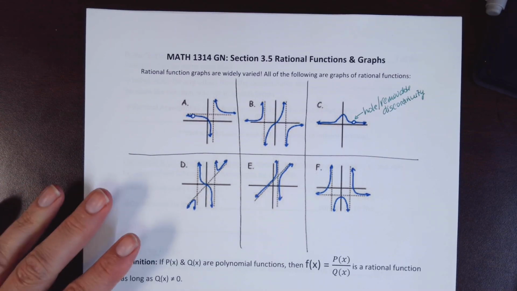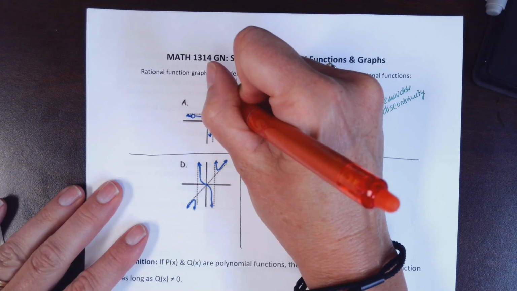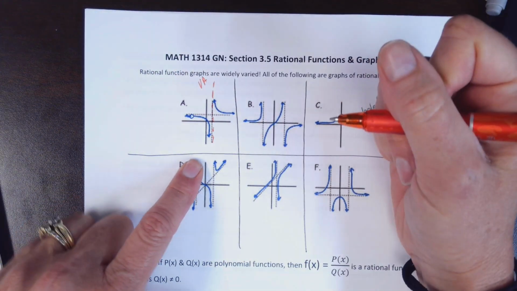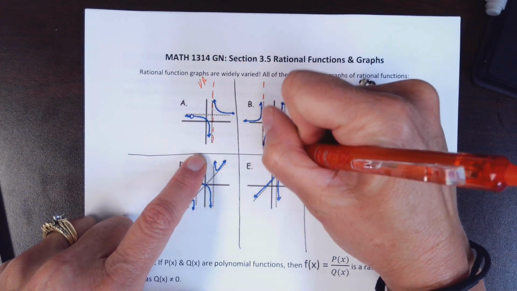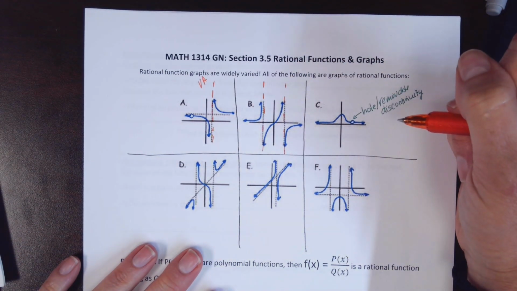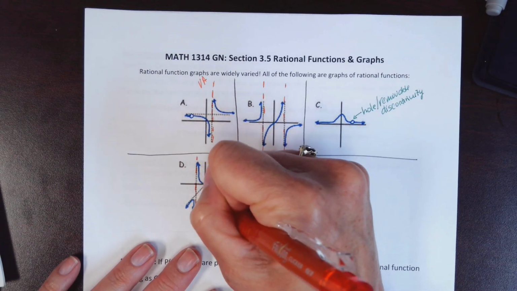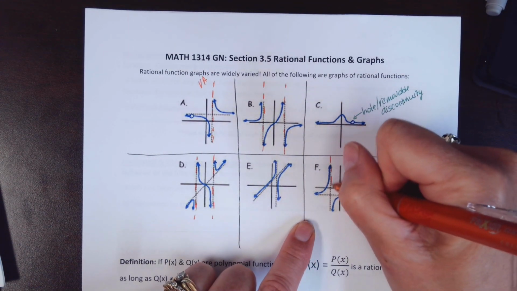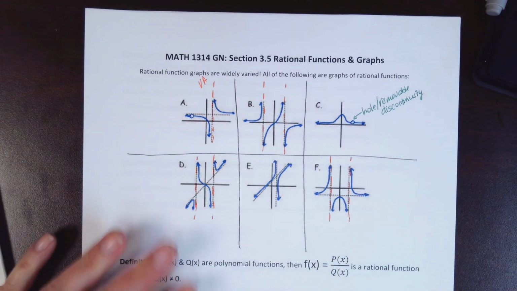We've got some vertical asymptotes. Let me do some color coding. Vertical asymptotes go up and down vertically. A has 1, B has 2 vertical asymptotes. C doesn't have any vertical asymptotes. D has 2 vertical asymptotes. E does not have a vertical asymptote. F has 2 vertical asymptotes. You can have as many vertical asymptotes as you want, as your function calls for.